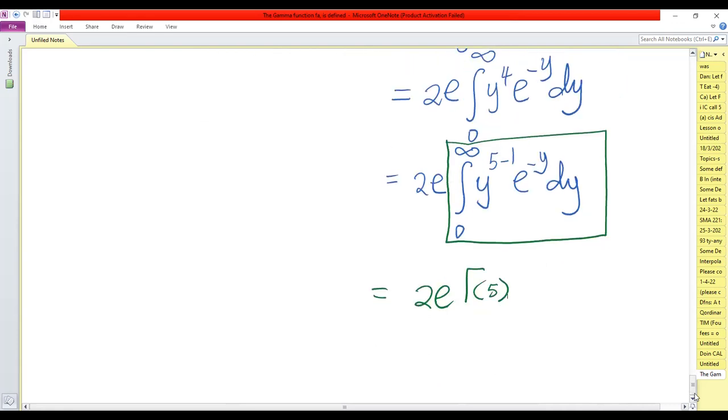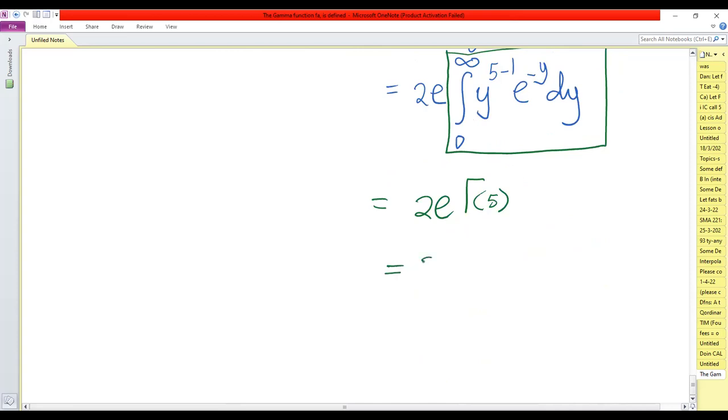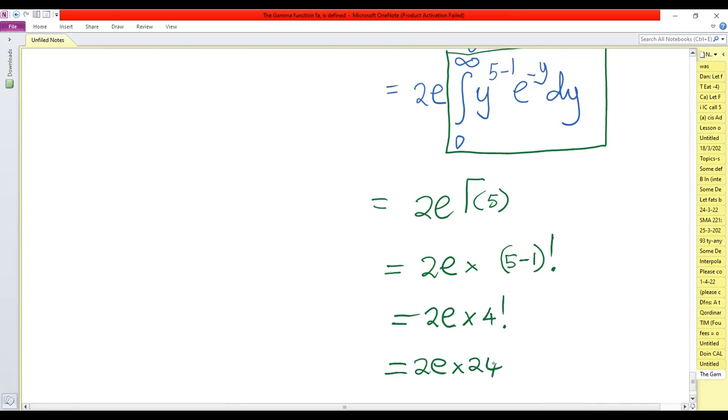And by definition, gamma of 5 is the same as 5 minus 1 factorial, which is the same as 2e times 4 factorial. And 4 factorial is given by 24. So I'll have 2e times 24, which will give us 48e. So this is the exact value of the integral.